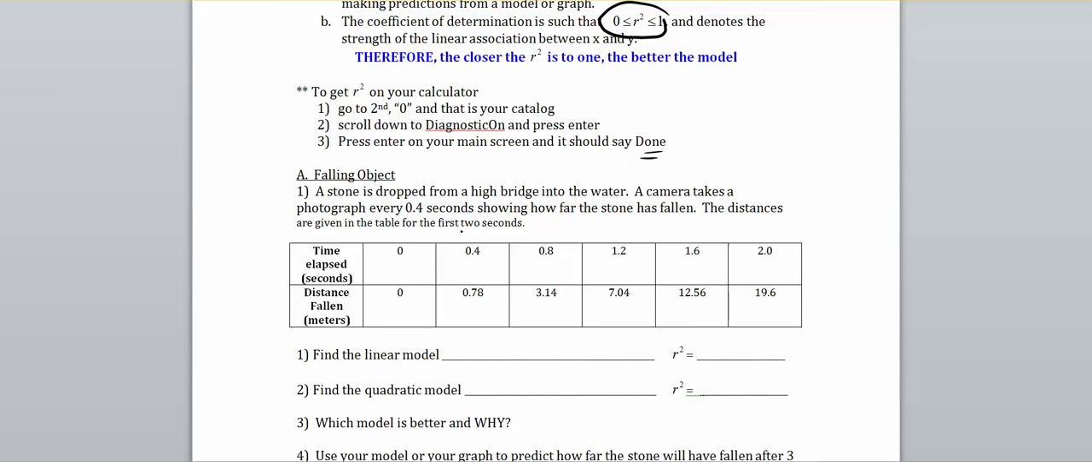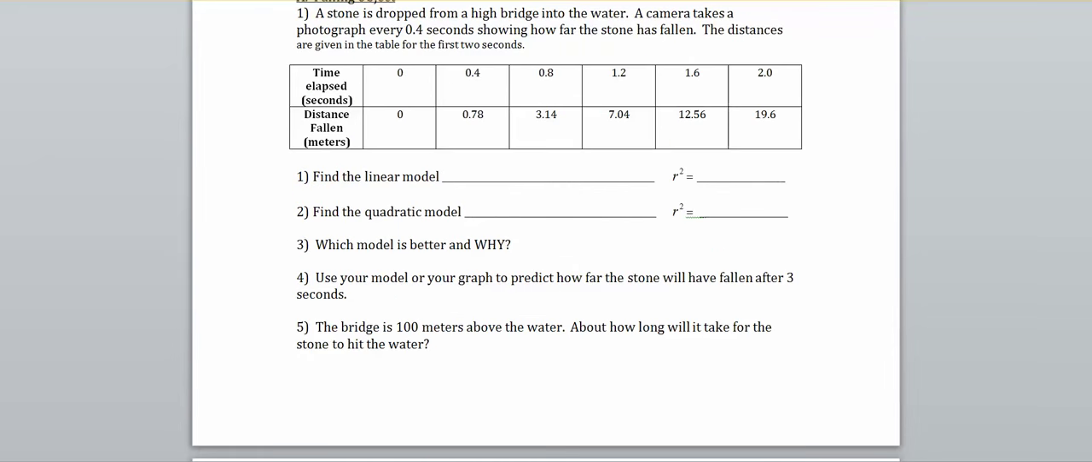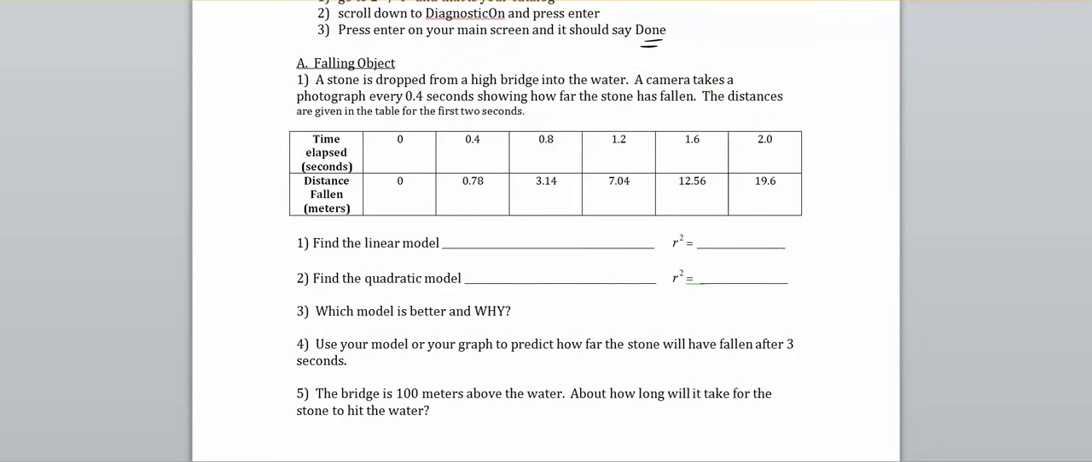Now you've told your calculator, hey, besides just doing linear and quadratic regression, I also want to be able to see my R and my R squared. So with your graphing calculator, let's do letter A, the falling object example. It says a stone is dropped from a high bridge into the water. A camera takes a photograph every 0.4 seconds showing how far the stone has fallen. The distances are given in the table for the first 2 full seconds. So we have time elapsed versus distance fallen, right?